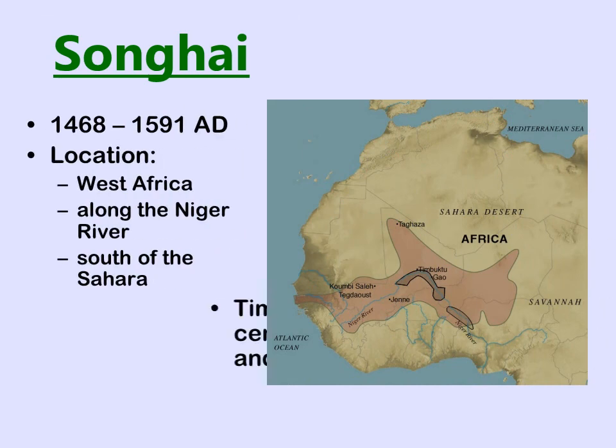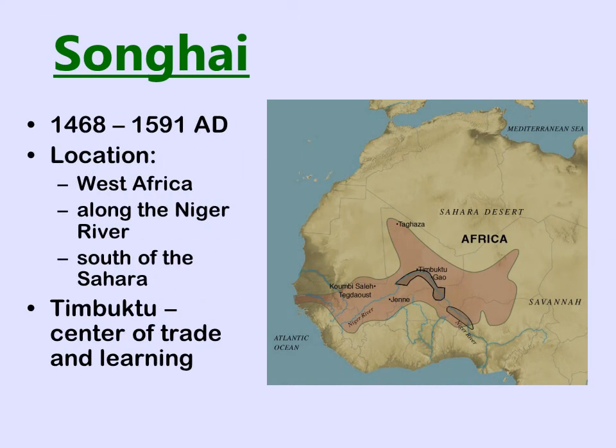Then the third one in this area is Songhai. So Songhai comes in on top of Ghana and Mali, where they existed. It's going to be even bigger. Of course, it absolutely is going to encompass Timbuktu and the Niger River. Still same location, south of the Sahara Desert, but make sure you keep in mind that they will keep Timbuktu as a center of trade and learning.